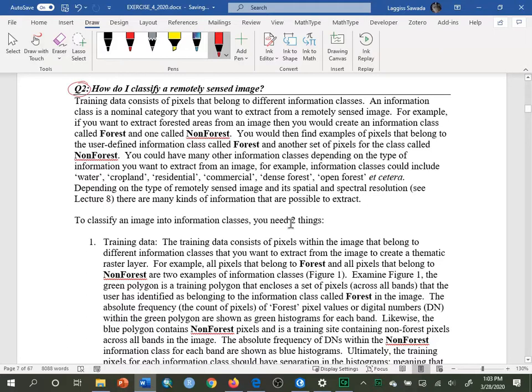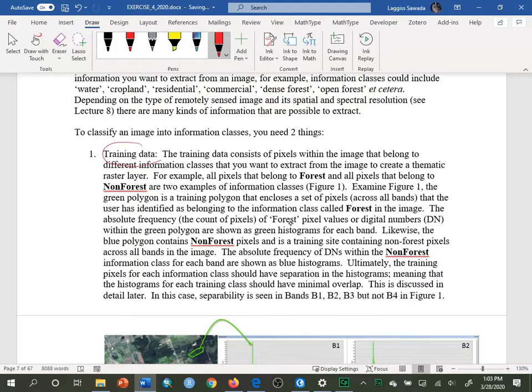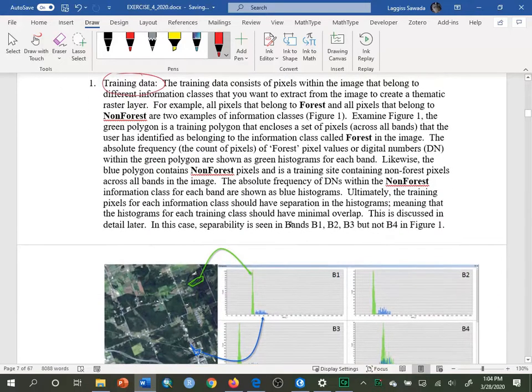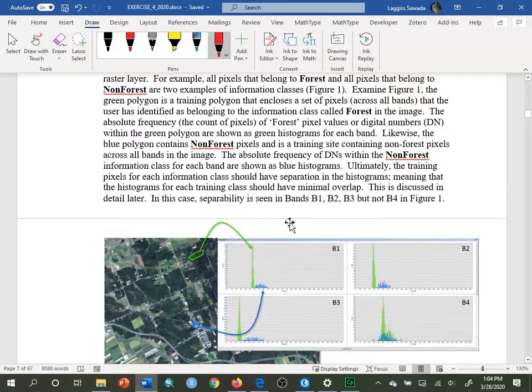And to classify remotely sensed images, we need training data. That's the first thing. Training data are examples of information classes found within the image. These are groups of pixels that correspond to a different information class. And we have two information classes that we're interested in. Forest is one information class, and non-forest is another information class.